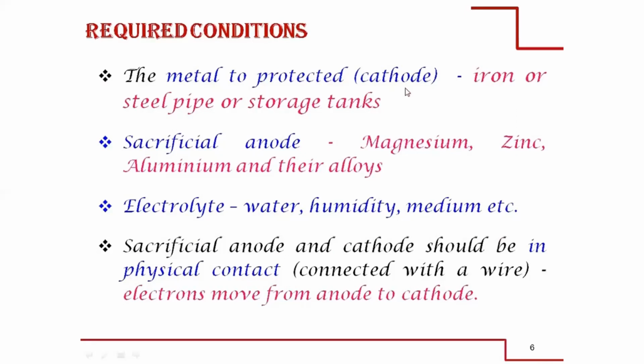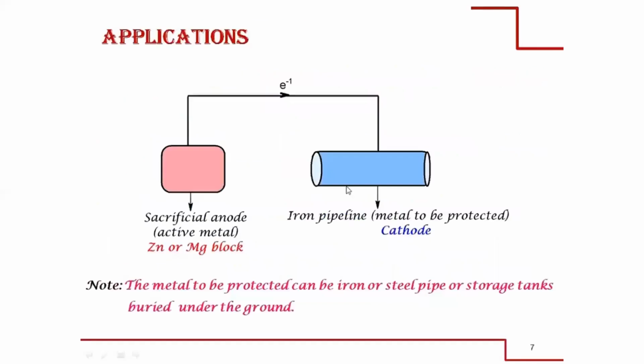Apart from these three conditions, one more condition is there: the anode and cathode should be in physical contact with each other, or at least externally connected with a wire, so that electrons move from anode to cathode. We'll understand this better in the mechanism of the sacrificial anode method.